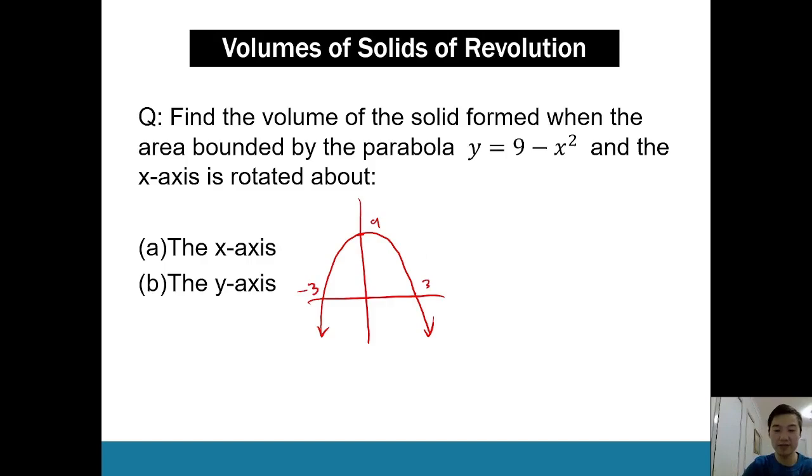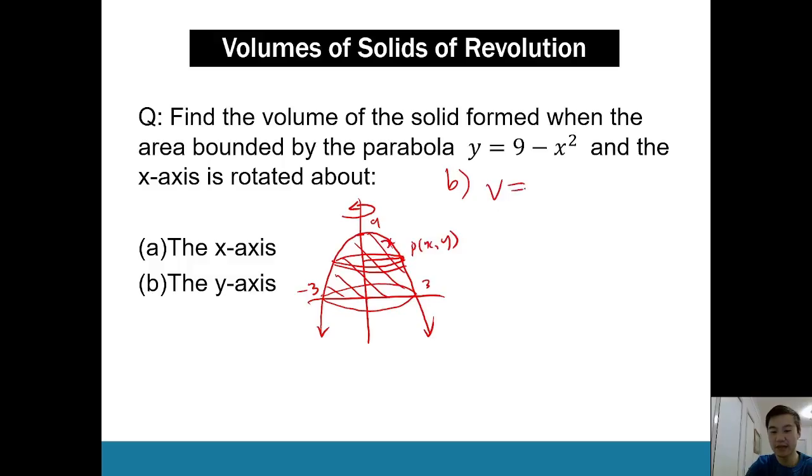So the area bounded by this parabola and the x-axis, so this area, for part B, we are rotating it around the y-axis. So it will sort of look like this shape, a dome shape. And when we slice, we know that the radius of the slice is going to be x.